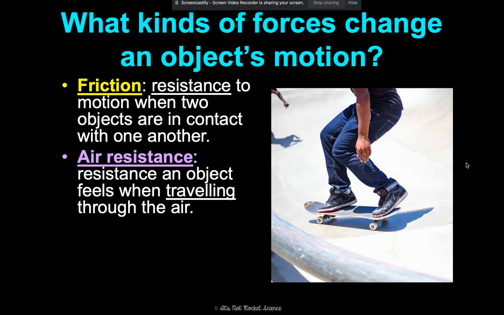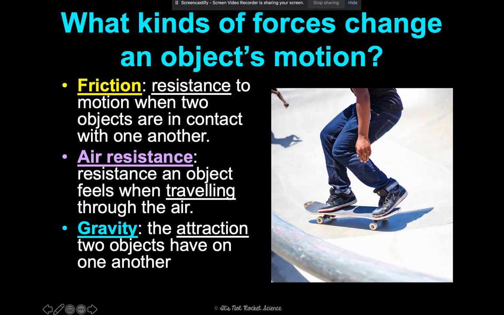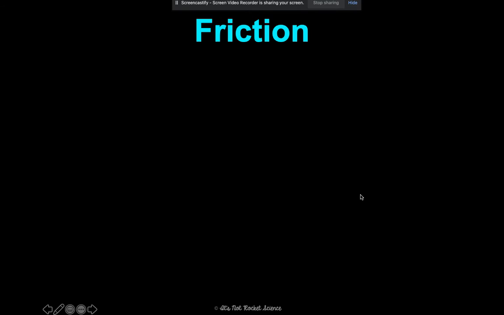And then you also have gravity, which is the attraction two objects have on one another. This force of gravity pulls us actually towards Earth. That's why we're able to stay on Earth and not just do a floaty dance out in space. So let's break it down.